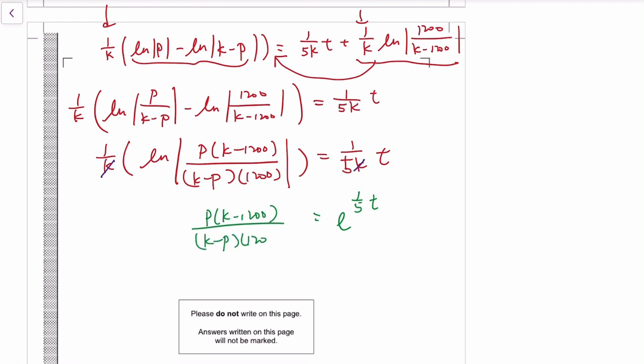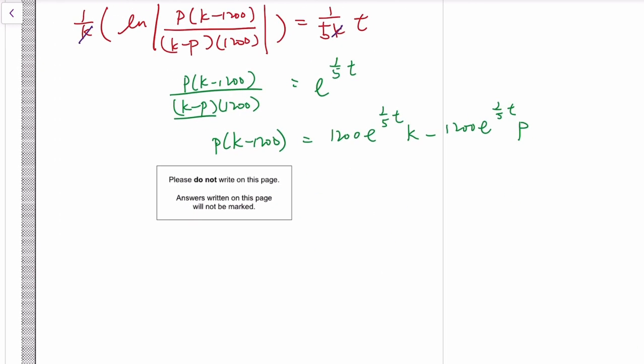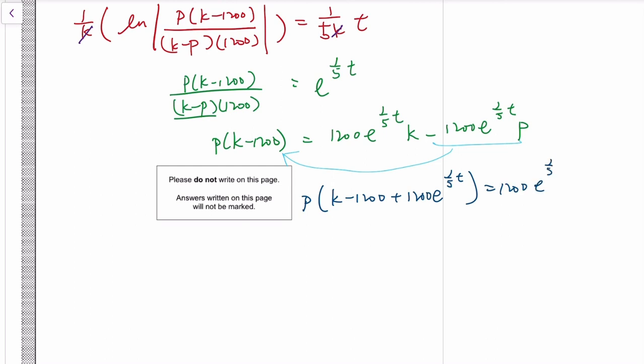Let's p 1200. Then we have to multiply the bottom to the right. And yeah, let's keep this. Kt times 1200, so multiply by 1200 e 50. We expand the k minus p, so it's that much k minus that much p. We expand because we want to move all the p to the left hand side, and then factor the p out, so it's k minus 1200 plus 1200 e 50. That equals to 1500 e 50 k. Then p is really 1200 e 50 k over that.